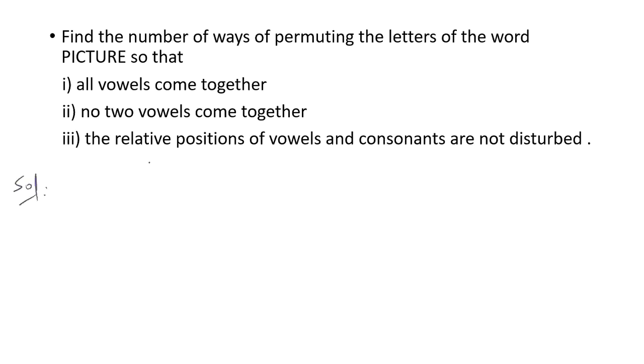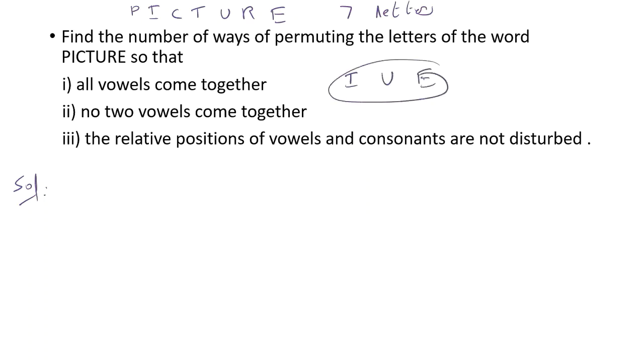So first thing what you have to do is we have to list down what are the letters of the word picture. So P, I, C, T, U, R, E. So how many letters we have? 7 letters. So in these 7 letters, what are the vowels? So the vowels here are I, U and E. So let us write down what are the vowels that we have. I, U and E. These are the 3 vowels.